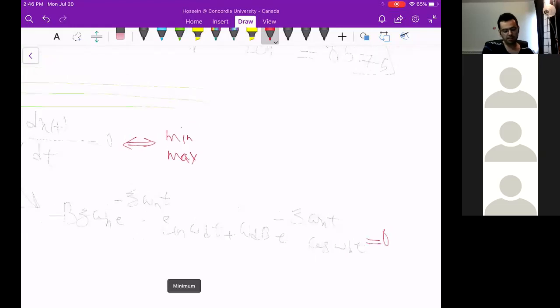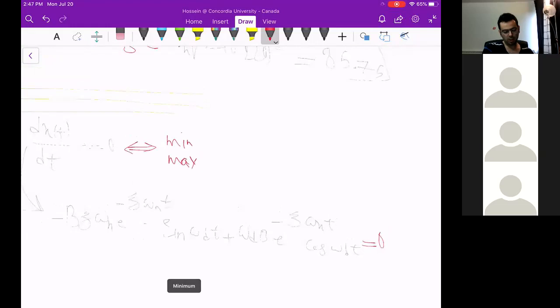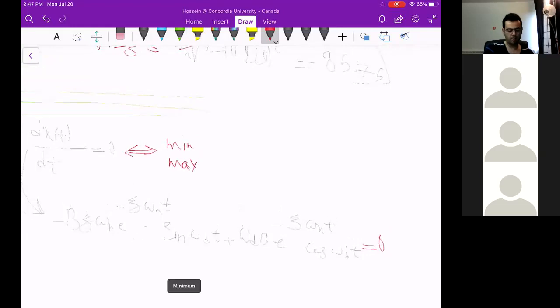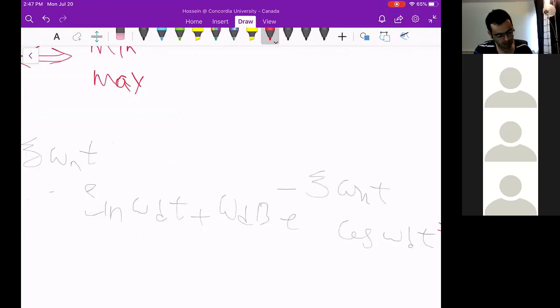You could simply divide both sides of this equation by b. You could divide both sides by e to the minus zeta omega n t. You can further simplify this equation by dividing both sides by cosine omega d t. b will be cancelled out, so let me cancel out b from both sides of this equation.